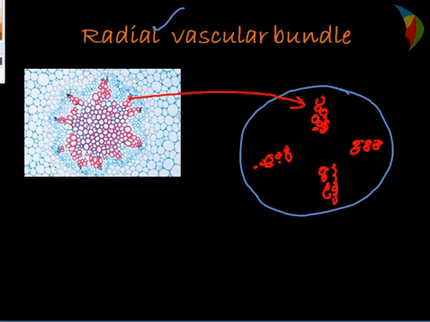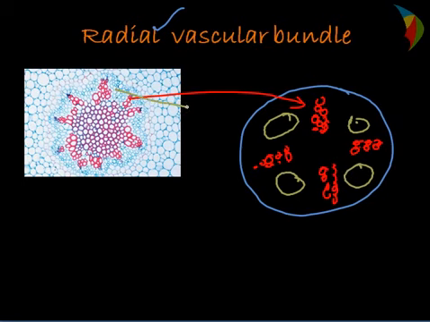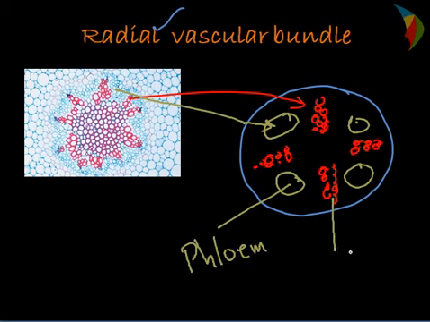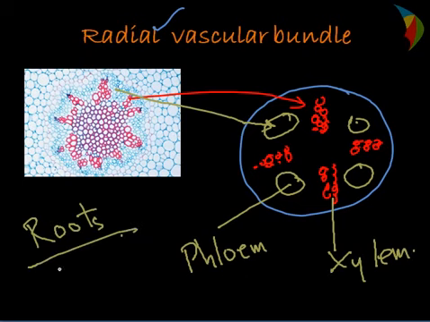Then we have phloem in between. So phloem is in between. This is phloem and this is xylem. So this type of arrangement is called a radial type. This is mostly found in roots. In roots of plants, we have this radial type of vascular bundle.